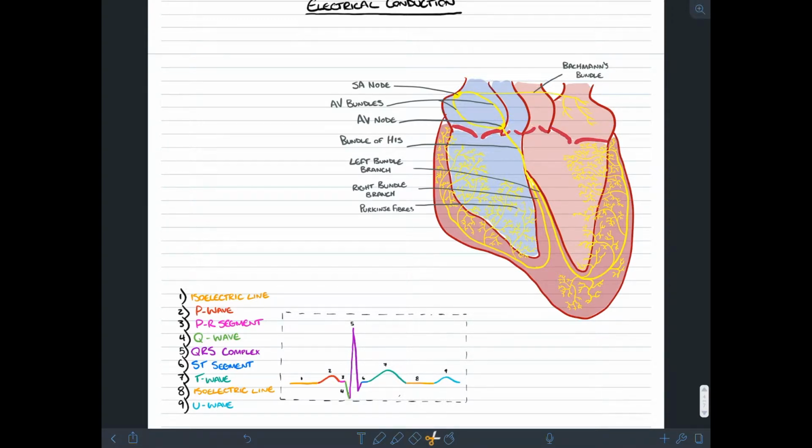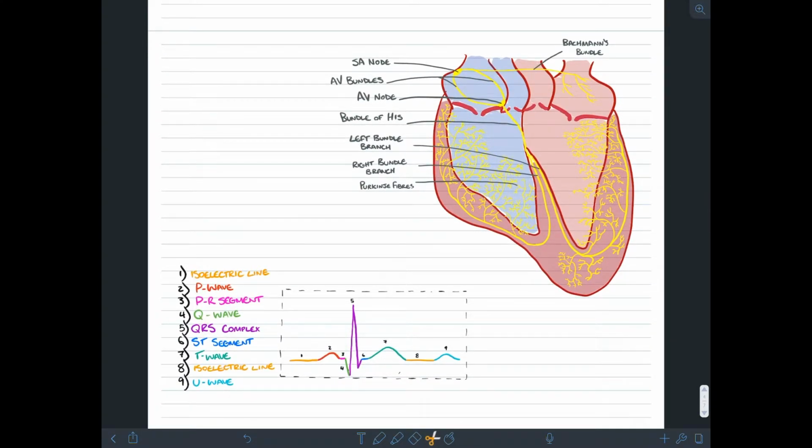The SA node originates the beat at 60 to 100 beats per minute, as we know, and it sends that signal through the AV bundles, as we can see right here, this little loop between the SA and AV node. It also sends signals through Bachmann's bundle over to the left atria. And therefore, that's controlling that both atria do contract.